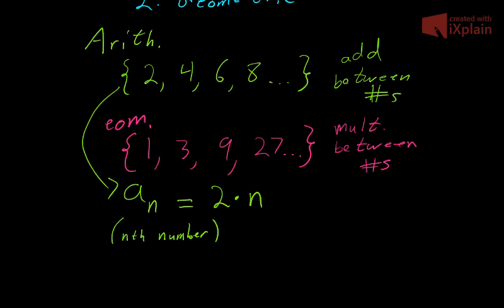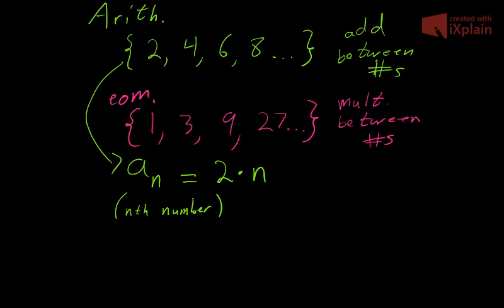And we can check to see that this works. If I want to figure out what the first number is, I can plug in a 1 for n. And if I plug in a 1 for n, then I'll end up getting 2 times 1 is 2, which is my first number. If I want to figure out what the fourth number is, I can plug in a 4 for n, and 2 times 4 is 8, and 8 is my fourth number. So it looks like this works pretty well.